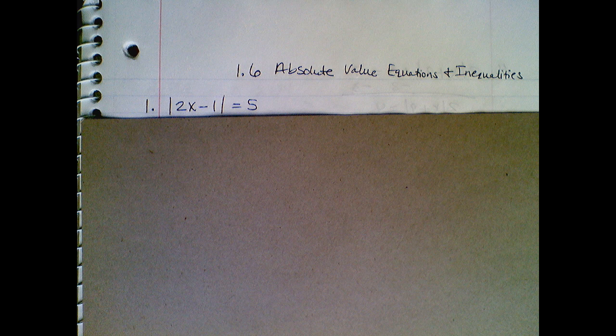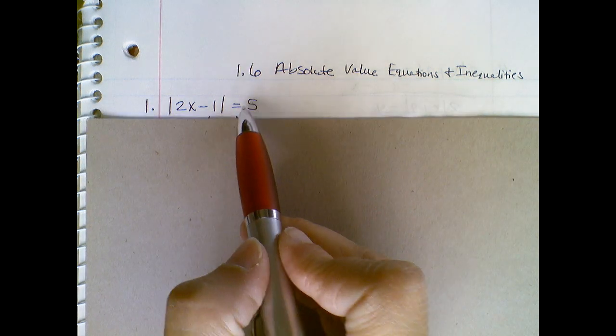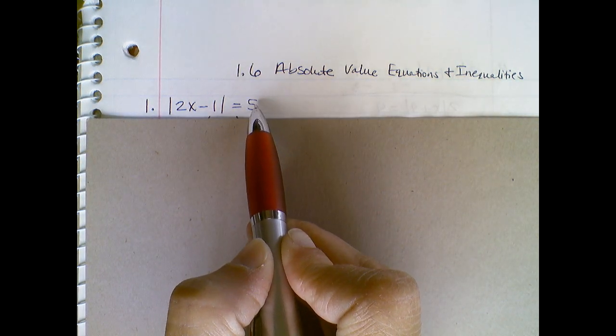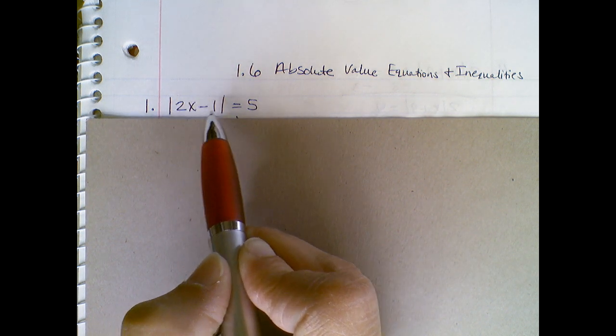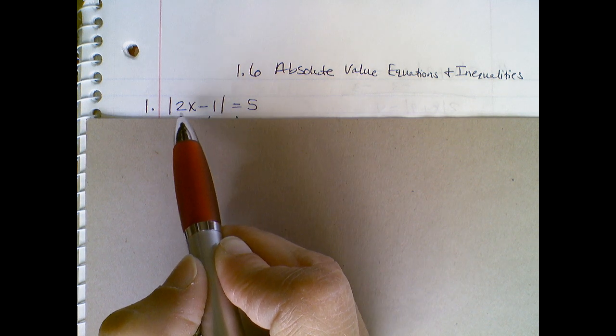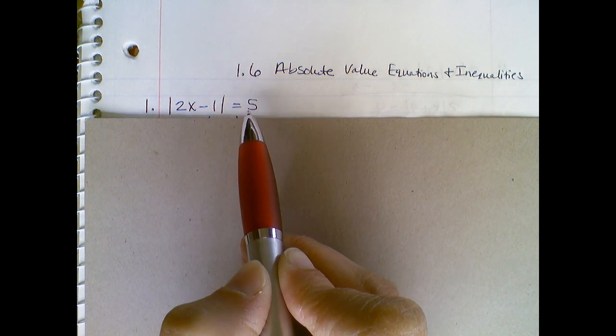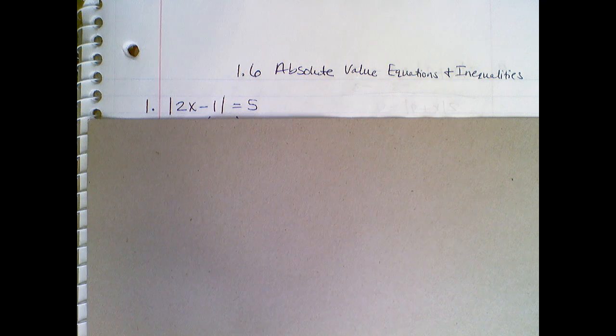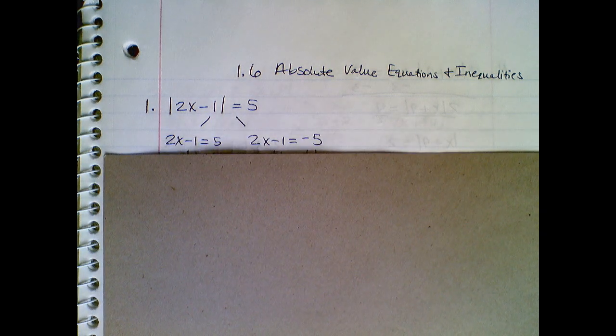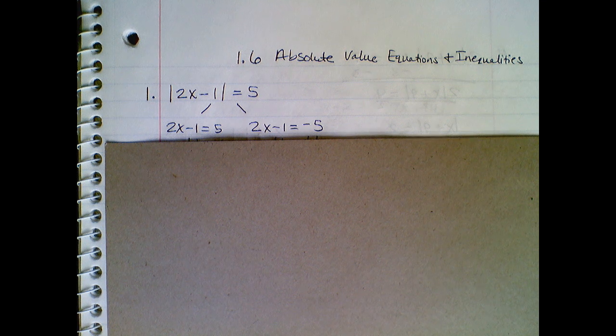So for this first problem, I have the absolute value of 2x minus 1 equals 5. Now, right when I see those absolute value bars, I'm going to make both problems right from the start. Since on the right-hand side I have this positive 5, the absolute value of 5 is 5, and the absolute value of negative 5 is also 5. So I'm going to set this 2x minus 1, what's inside the absolute value bars, to both positive 5 and negative 5. So I make my two problems, and then I'm just going to go through and solve both of these problems like I did in the equation section.